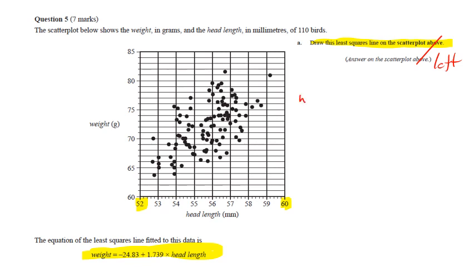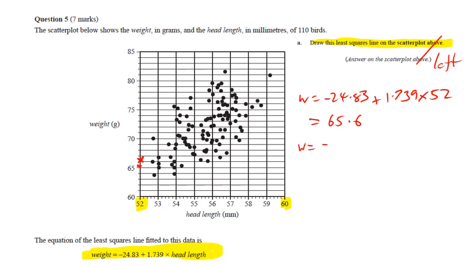So our equation is w equals minus 24.83 plus 1.739 times 52. That approximately equals 65.6 if you do a bit of rounding. So here's 65, that would be 66. Yes, so we're going to put a little mark just a bit below there. That should be fine. They're not going to be that fussy on the exam about this.